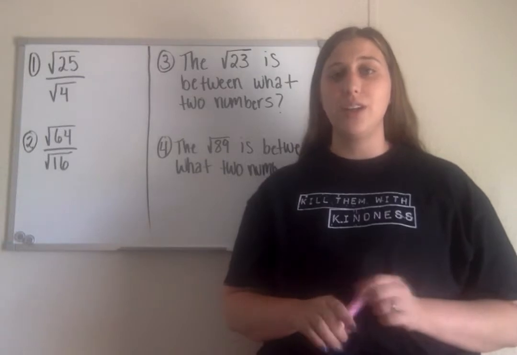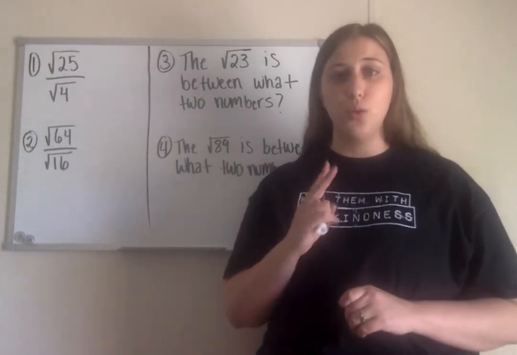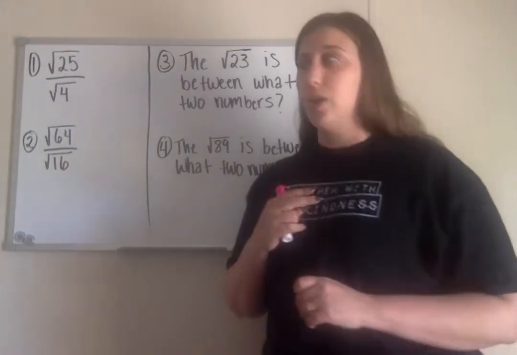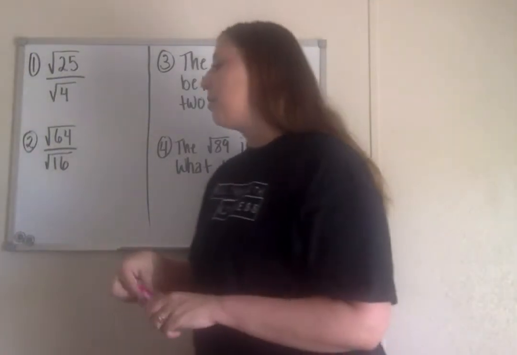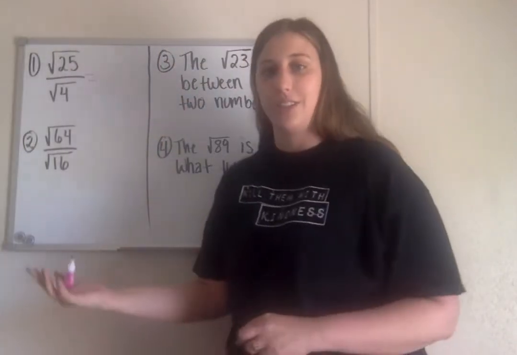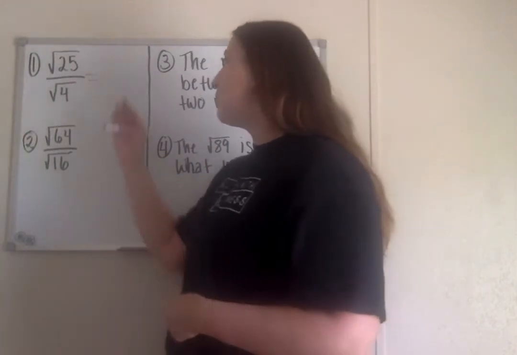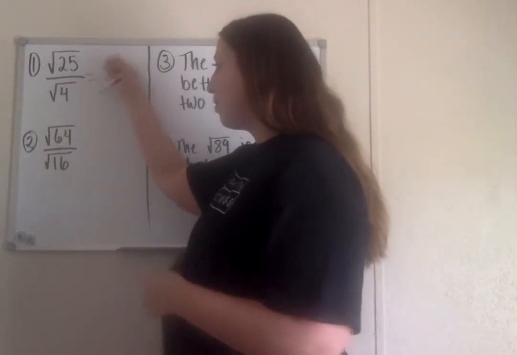Today we are continuing simplifying square roots. This is actually part 2 of simplifying square roots. We're still simplifying, but these square roots I actually believe are much easier to simplify. And this is why. For number 1, we have the square root of 25 over the square root of 4.